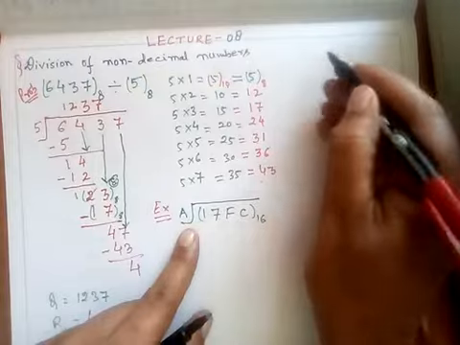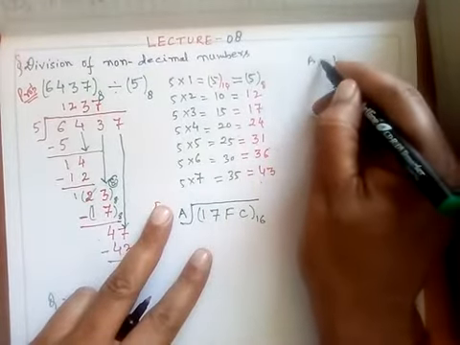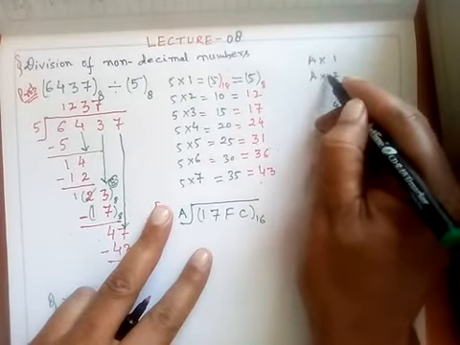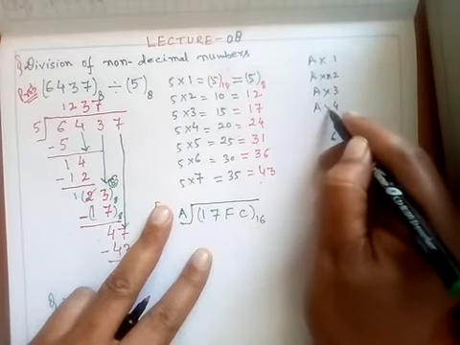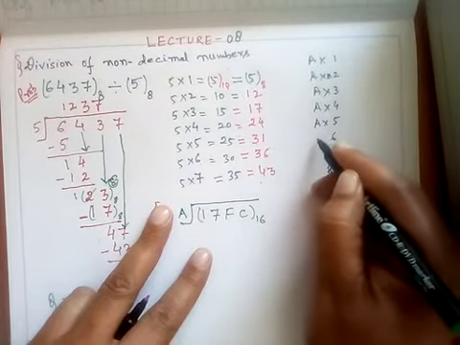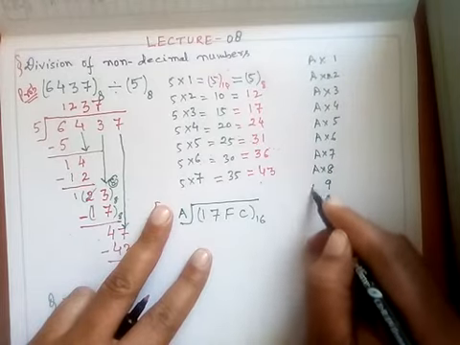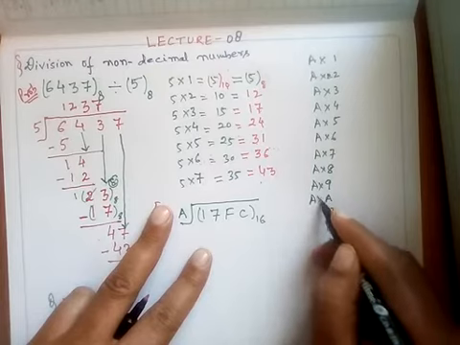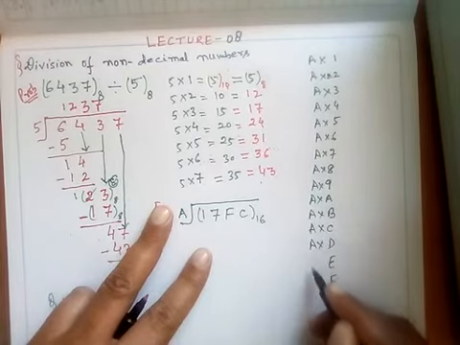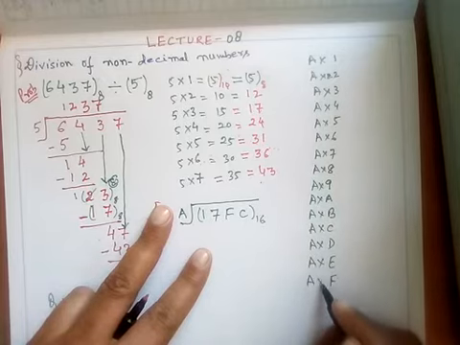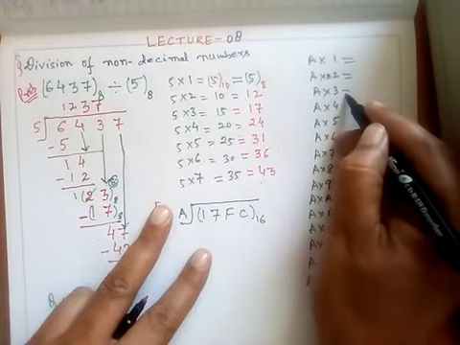So what I do simply A into 1. Just see what is the result. A into 1, then A into 2 I have already written, A into 3, A multiplied by 4, A multiplied by 5, A multiplied by 6, A multiplied by 7, A multiplied by 8, A multiplied by 9, A multiplied by A, A multiplied by B, A into C, A into D, A into E and A into F. See, what will be the result? The point is that, what is the result?